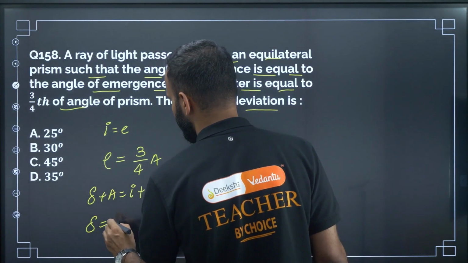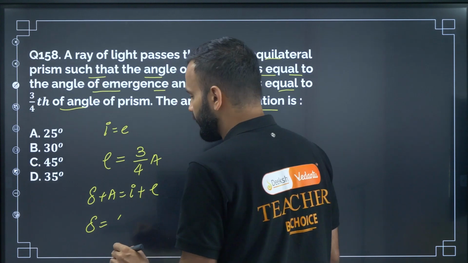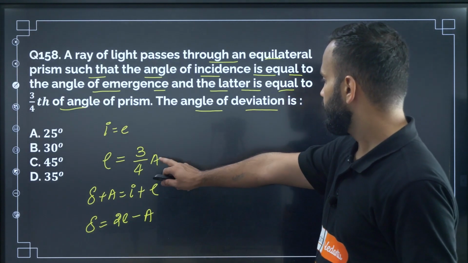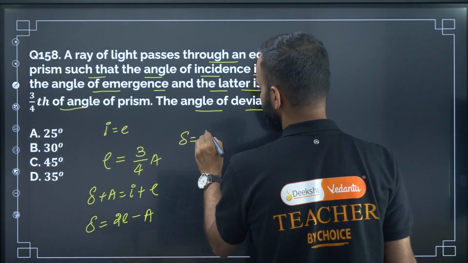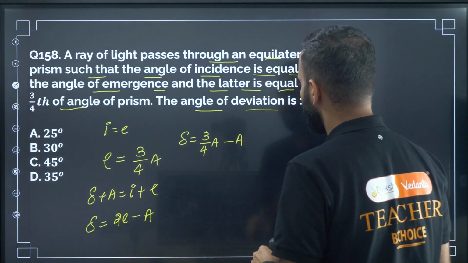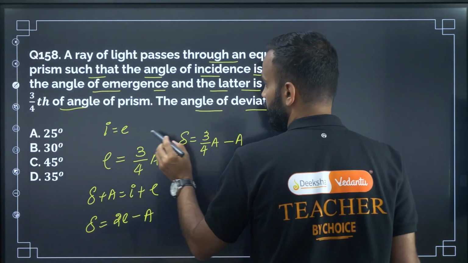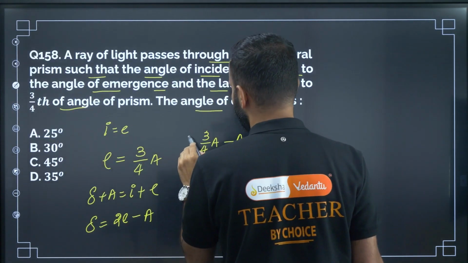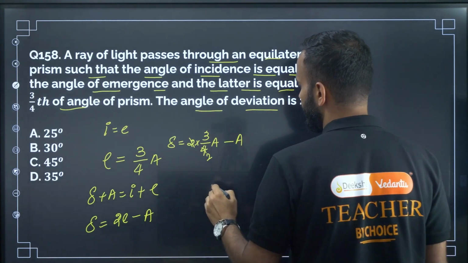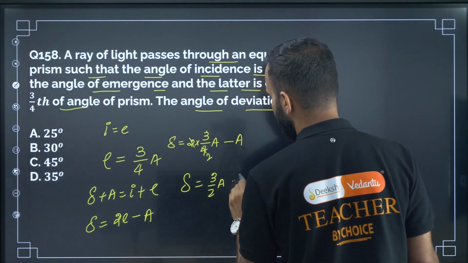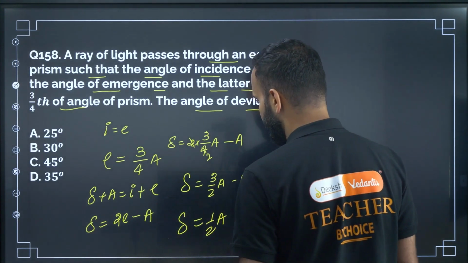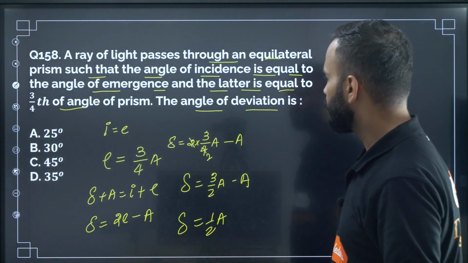Now angle of deviation, delta is equal to, here I equal to E, so I can write 2E minus A. E is 3 by 4 times A, so delta is equal to 2 multiplied by 3 by 4 times A, minus A. Now 2 4s are 4, so delta is equal to 3 by 2 A minus A. Now 3 by 2 A minus A is 1 by 2 A. Delta is equal to 1 by 2 times A.